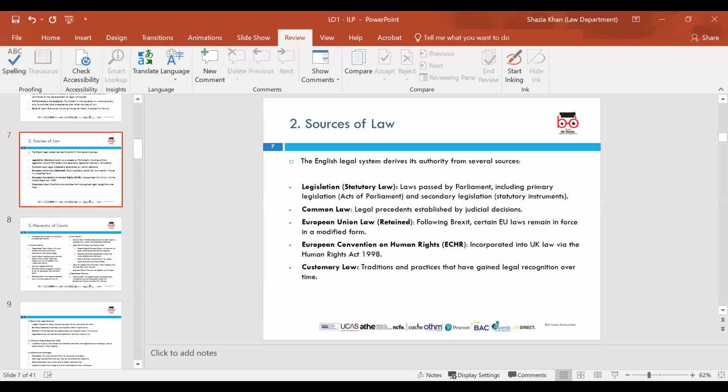And then we've got European Union law, which is retained at the moment. We're not part of the EU after Brexit, but EU law still remains. And then we've got the European Convention on Human Rights, which is in the UK via the Human Rights Act, and it tries to protect people against human rights issues. And then we've got customary traditions and practices that have legal recognition. Over time, practices have developed that we follow to help us come to a decision.